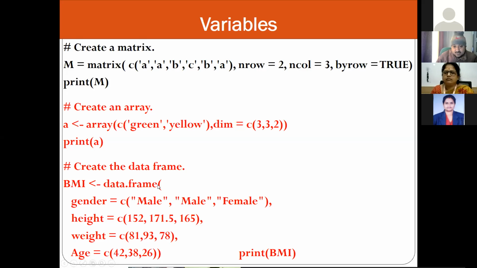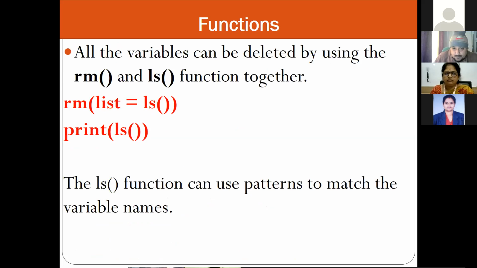Then we close this one. This bracket will be closed here. Then you have to write print(bm). Then the whole data frame will be shown. The gender is male, then again male will be shown, then female, then the height, weight and age will be shown. So that way the column-wise data will be shown.